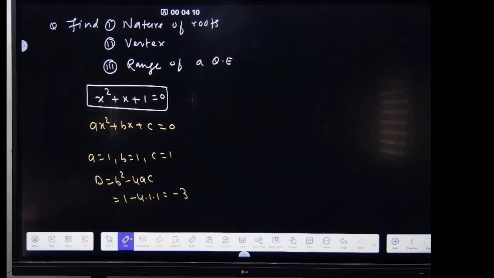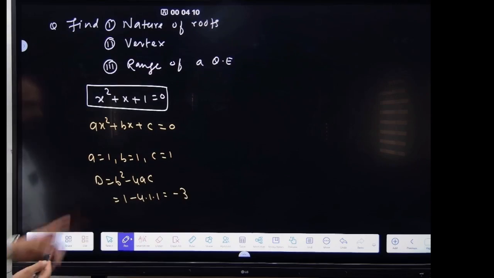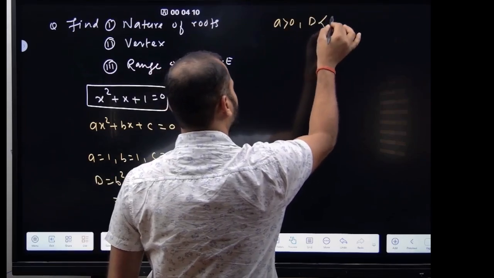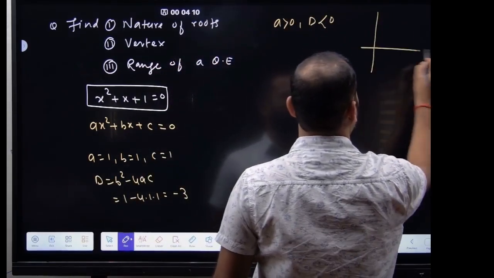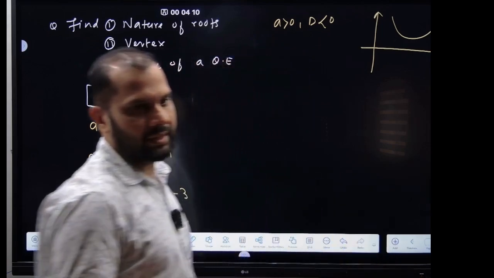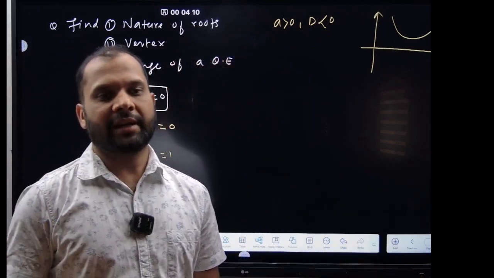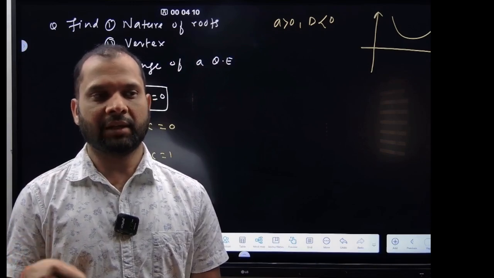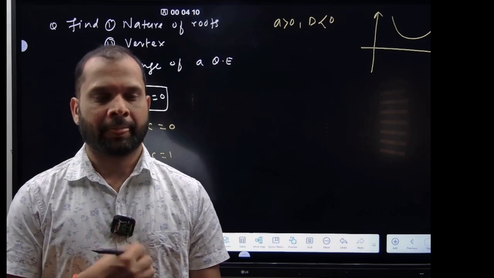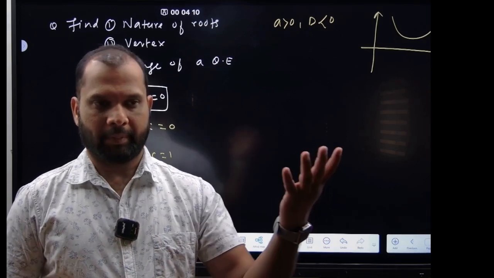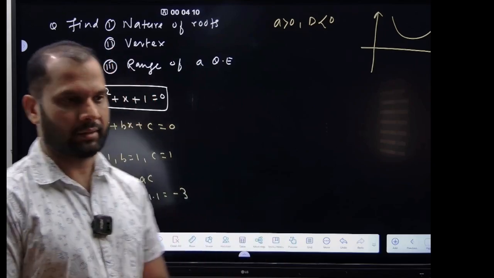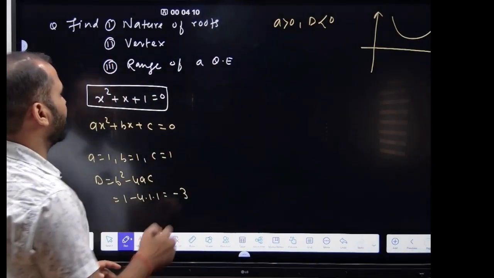Normally we were getting positive, right? So, since A is greater than 0 and D is less than 0, which case will it be? Not upside down, why? A is positive, right? A will decide whether it is up or down, not D. D will decide whether it is intersecting the x axis or not. So, A is positive, so up. D is less than 0 means there is no real intersection. Understood? So, what is the nature of the roots?